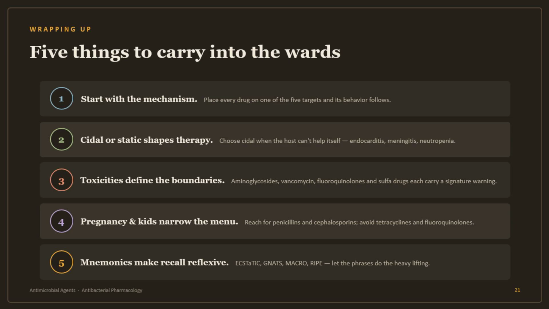Know them cold. 4. Pregnancy and kids narrow the menu. Reach for penicillins and cephalosporins. Avoid tetracyclines and fluoroquinolones. And 5. Mnemonics make recall reflexive: EC static, GNATS, macro, RIPE. Let those phrases do the heavy lifting under exam pressure.